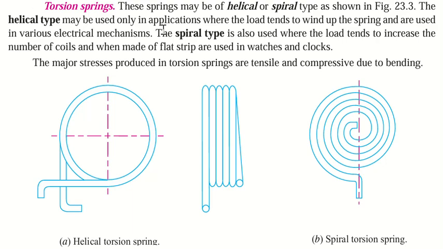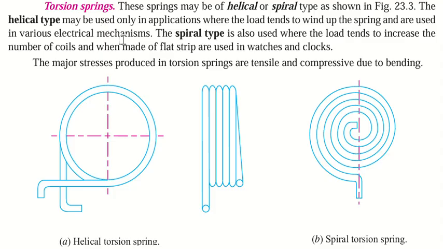Next is the torsion spring. A torsion spring can be either helical or spiral type. So this is a helical torsion spring, and this one is a spiral torsion spring.